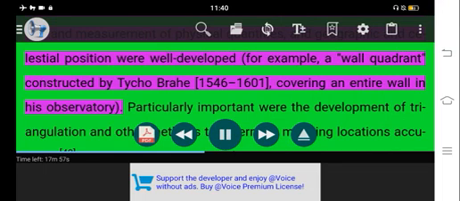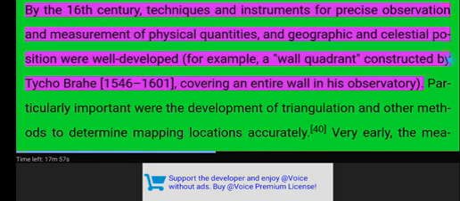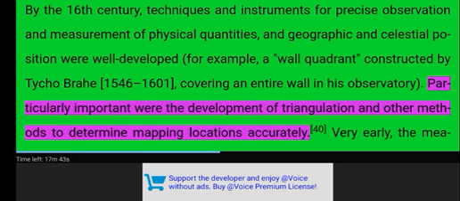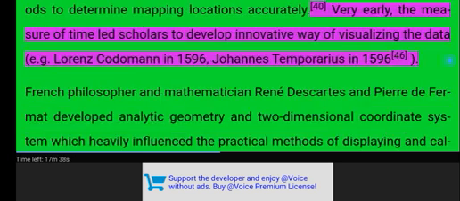By the 16th century, techniques and instruments for precise observation and measurement of physical quantities, and geographic and celestial position were well developed. For example, a wall quadrant, constructed by Tycho Brahe (1546-1601), covered an entire wall in his observatory. Particularly important were the development of triangulation and other methods to determine mapping locations accurately. Very early, the measure of time led scholars to develop innovative ways of visualizing the data, e.g. Lorenz Codomann in 1596, Johannes Temporarius in 1596.